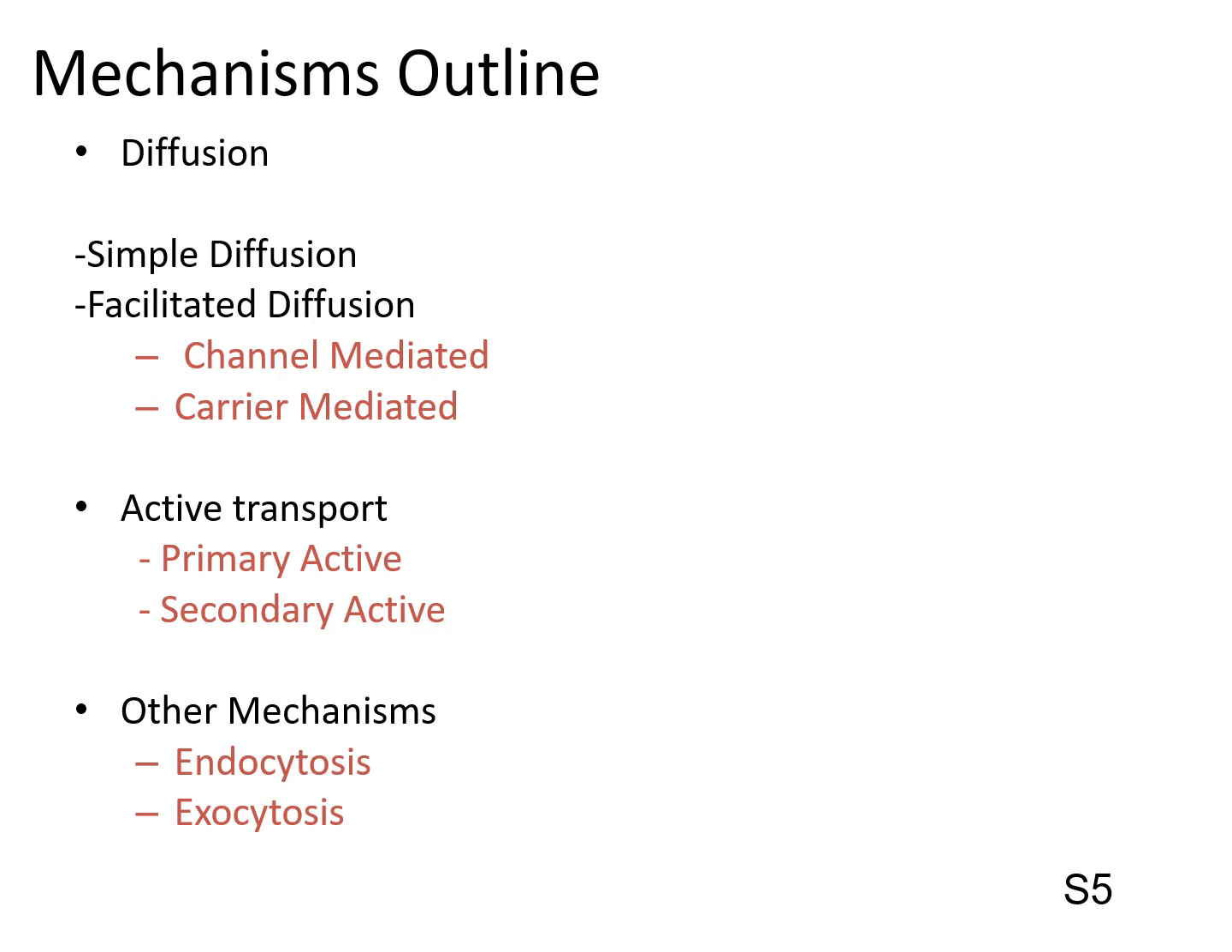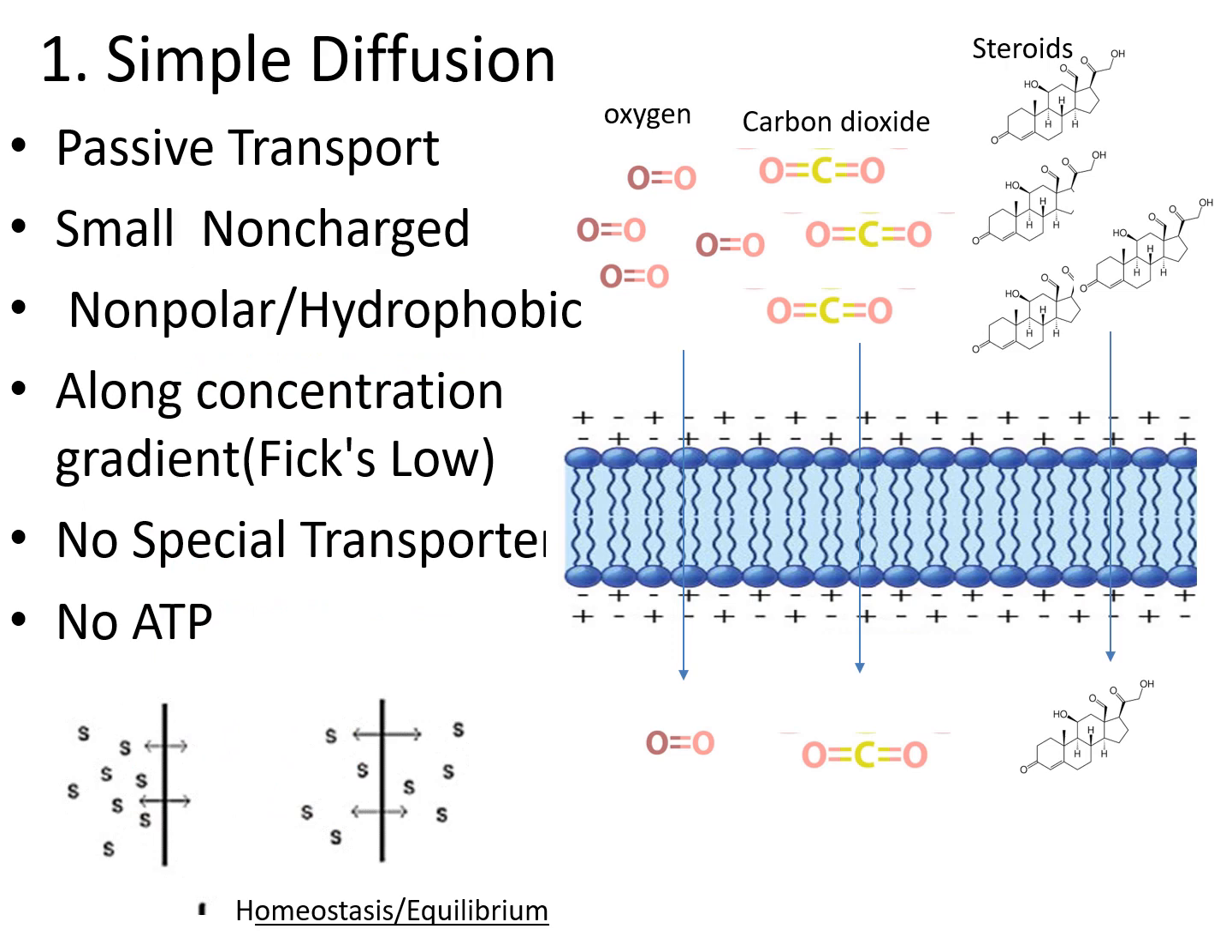First we will study diffusion. Diffusion is of two types: simple diffusion and facilitated diffusion. Facilitated diffusion is again of two types: channel mediated and carrier mediated. Active transport is also of two types: primary active transport and secondary active transport. And in the end we will study the other mechanisms, or non-conventional methods, which we also call vesicular transport. These are endocytosis and exocytosis.